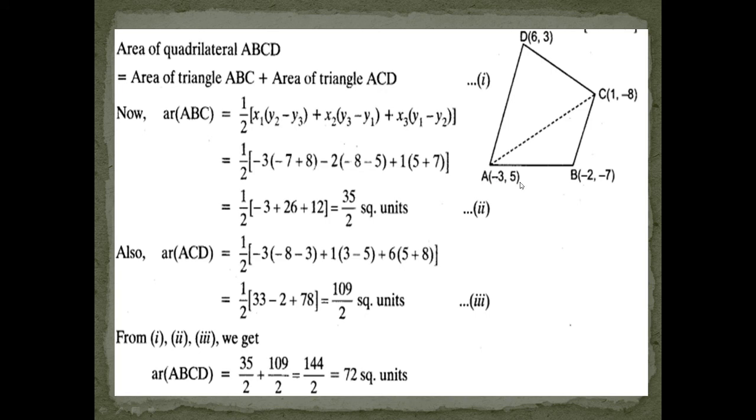No problem at all. Based on that I took the coordinates of the points. After substituting in the formula, I am getting the area of triangle ABC. Similarly, you substitute the points A, C, D also in the area of triangle formula, so that you will get the area of triangle ACD also. Add both the areas so that you will get the area of the total quadrilateral ABCD.